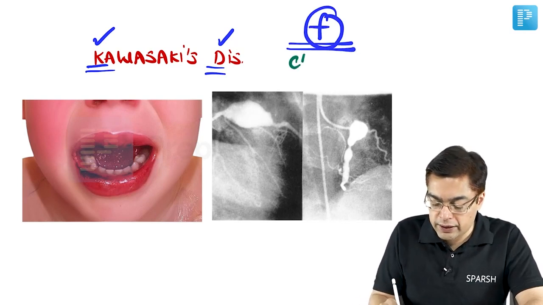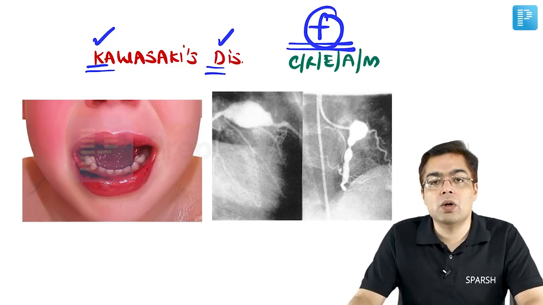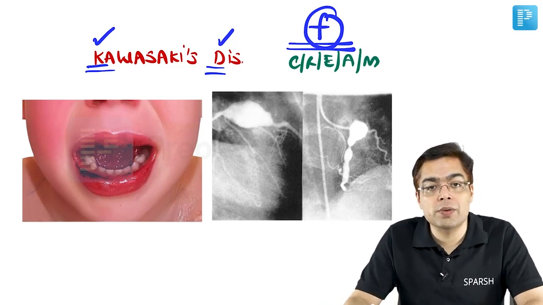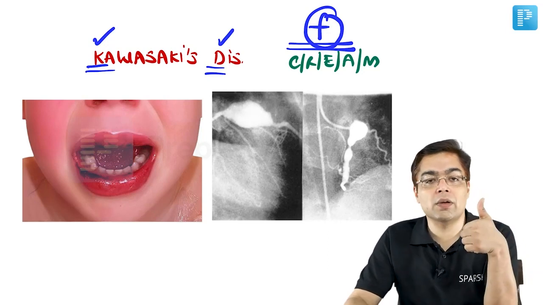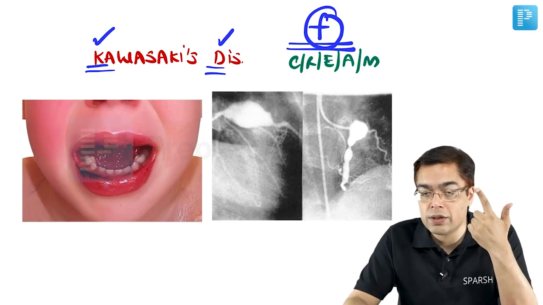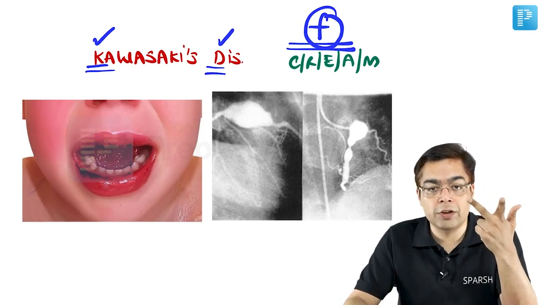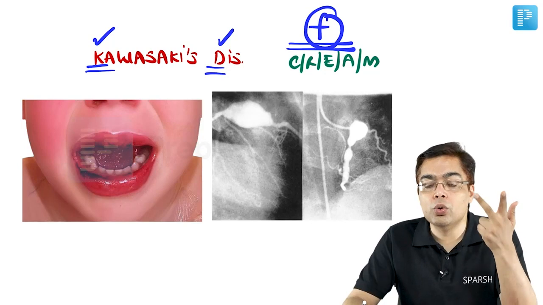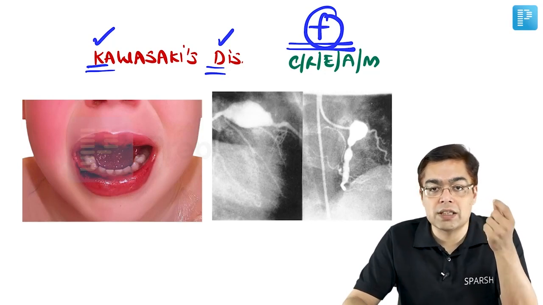And you need to be familiar with the fact that patients are going to be having other manifestations in the form of what is called the CREAM criteria. So let's just recall the CREAM criteria quickly. You have conjunctivitis, that is the non-exudative, non-purulent conjunctivitis. You have the presence of a skin rash. You have the presence of cervical lymphadenopathy, typically unilateral. You do have the presence of something like edema of hands and feet.